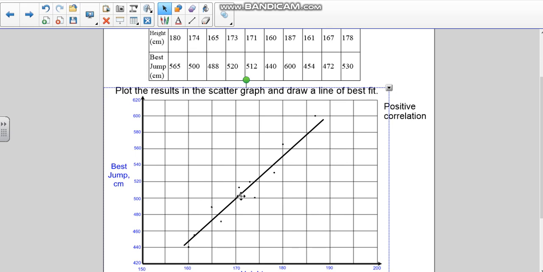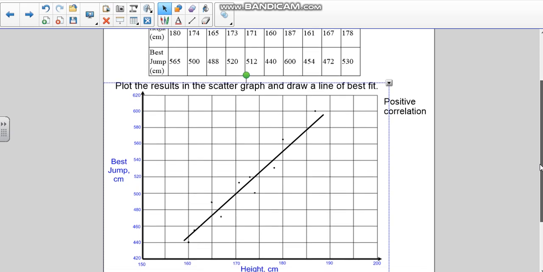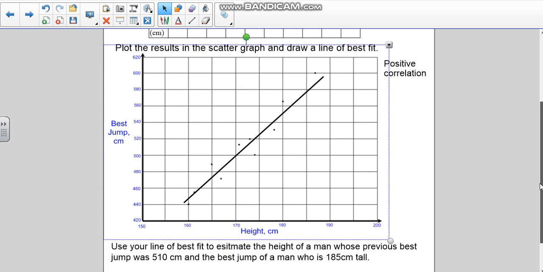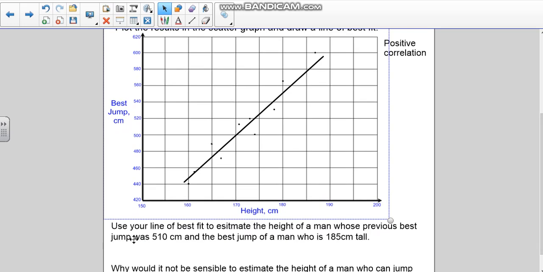Okay, that was one of the things we picked up last week, that not everybody's line of best fit will be exactly the same. Okay, so now I want to use this line to do some estimating. The first question says, use your line of best fit to estimate the height of a man whose previous best jump was 510 and the best jump of a man who is 185 centimetres tall. If you want to have a go at that, press pause. If you're not sure, carry on watching.